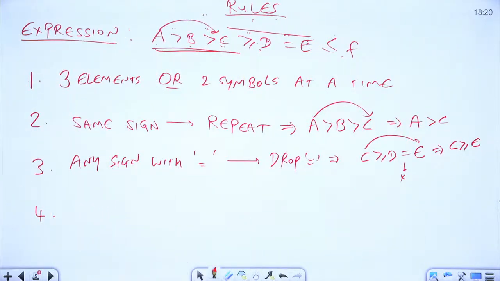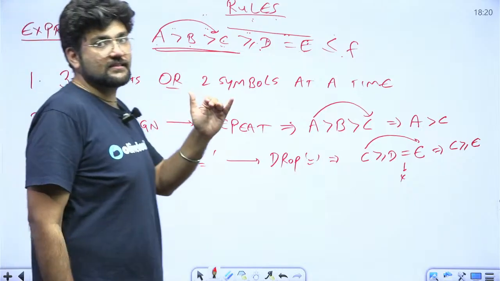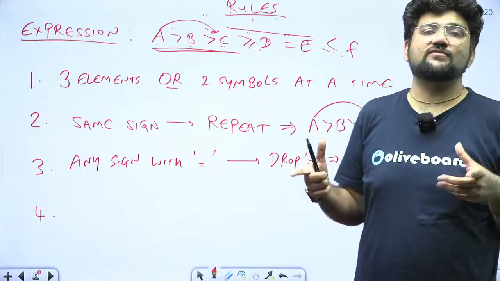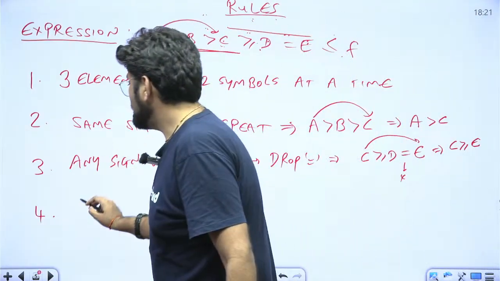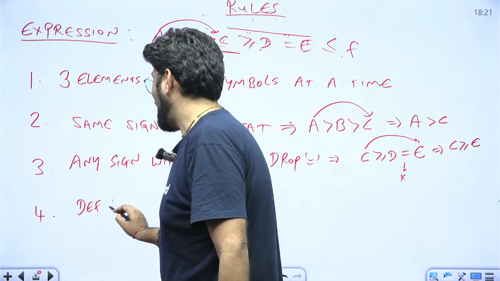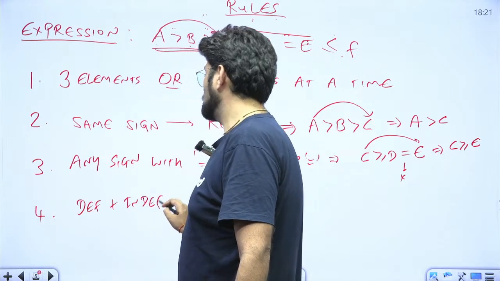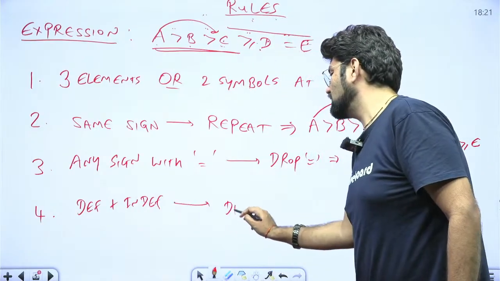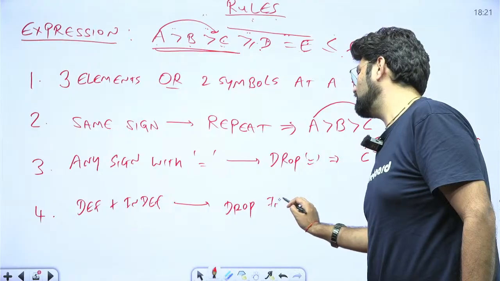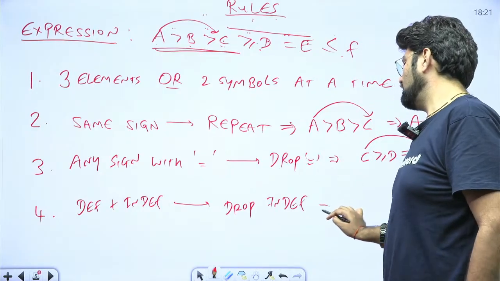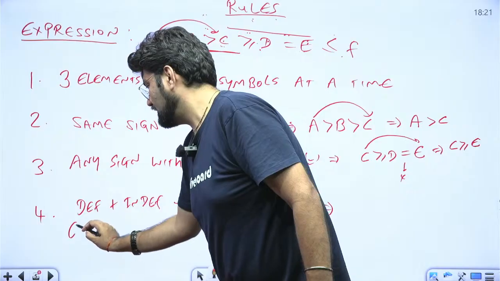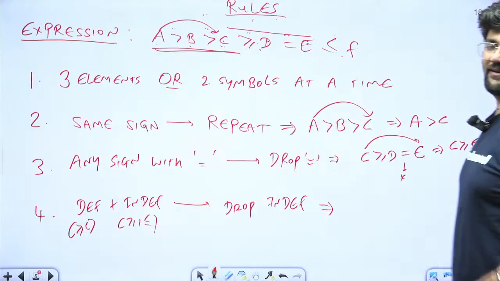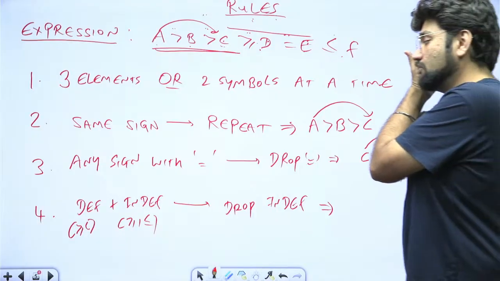Now, rule number 4, what does that say? Now you will understand the reason why I started the lecture in a certain way. Why did I explain the concept of definite and indefinite symbols to you? Because whenever there will be a combination of a definite and an indefinite symbol, you will always drop the indefinite. Always drop the indefinite. So we know, I'll repeat it here. Definite means greater than, less than. Indefinite means greater than equal to, less than equal to. Okay. So between definite and indefinite, we'll always drop the indefinite.